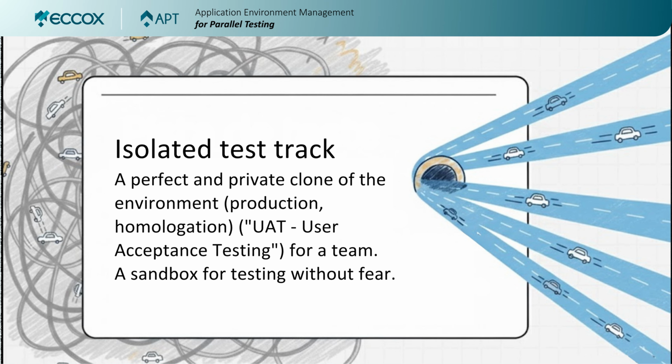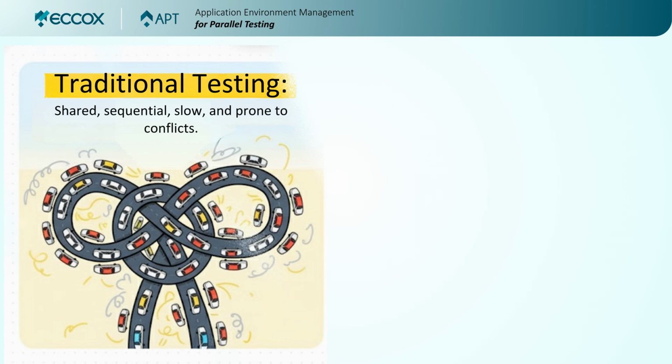So what does an isolated test track look like in practice? Think of a perfect clone of production, staging, or an in-development change, whatever the user needs, but private. It belongs to that team alone. It's a private sandbox, a playground where the team can build, test, break, and fix with total freedom, and, crucially, without disturbing the neighbors.